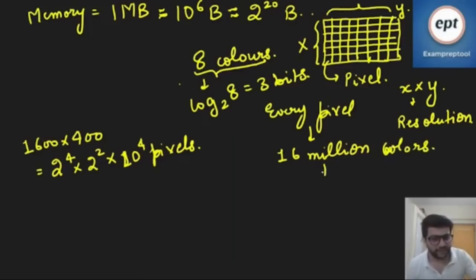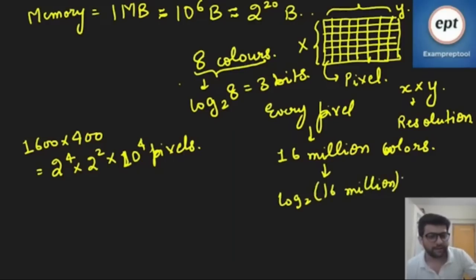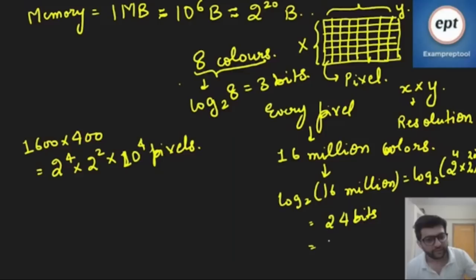As we have seen, how many bits are required to represent these 16 million colors? It will be log base 2 of 16 million. And we can say that it is log base 2 of 2 to the power of 4 into 2 to the power of 20. Right. So it will be 24 bits, which is 3 bytes.